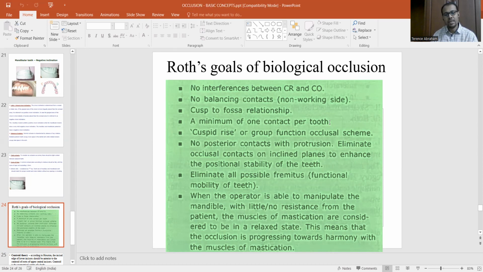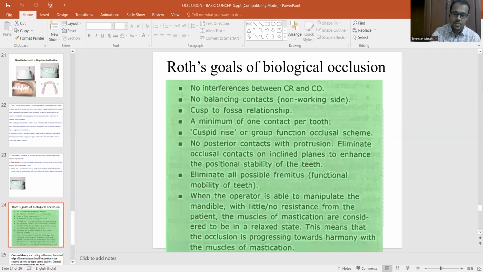So when we examine a patient and manipulate the mandible, all the muscles of mastication should be in a relaxed state. That is the postural rest position that we have studied when we come for clinics. So we do all our exercises in the postural rest position. That means all the muscles are in a relaxed state, so the patient is able to position the mandible in the centric relation.